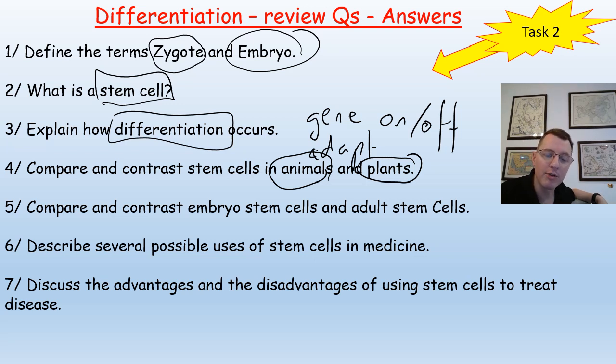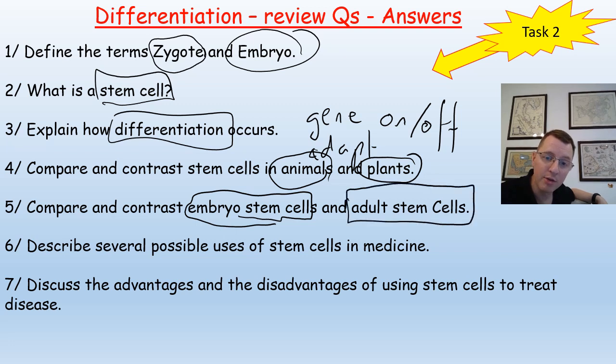So compare and contrast embryo stem cells and adult stem cells. Well, the embryo stem cells, again in an animal, these are stem cells that can fully differentiate. They can differentiate into any of the 206 different cells in a human body. But adult stem cells, these can differentiate, but only into a much more limited range of cells.